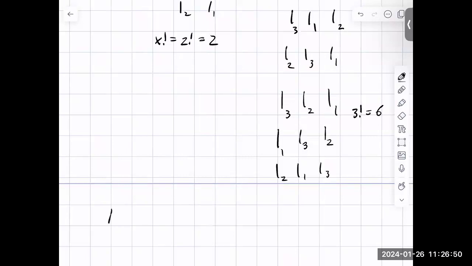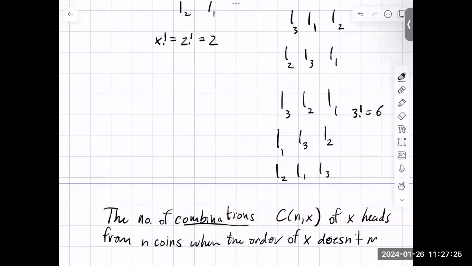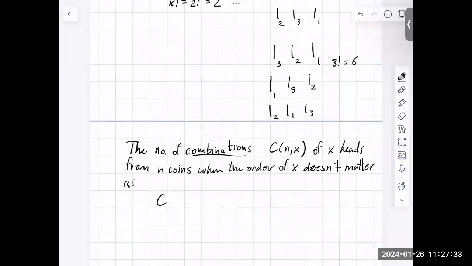Okay, so the number of combinations, which we're going to denote C of N, X, of X heads from N coins when the order of X doesn't matter, is the number of permutations, which we've already worked out, divided by this X factorial to factor out the different ordering of the X values.